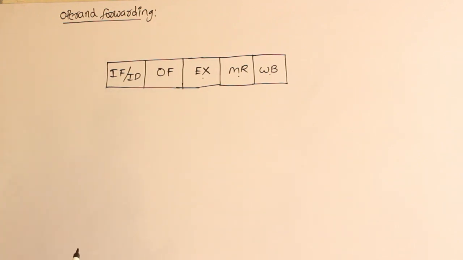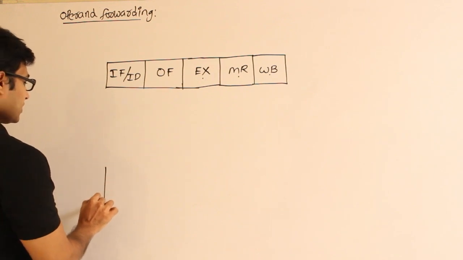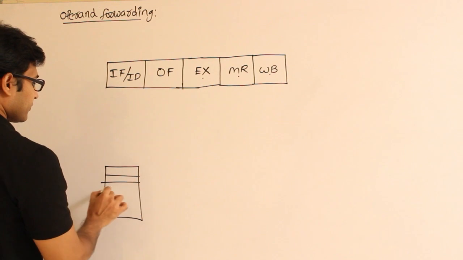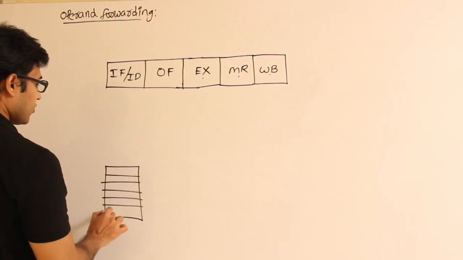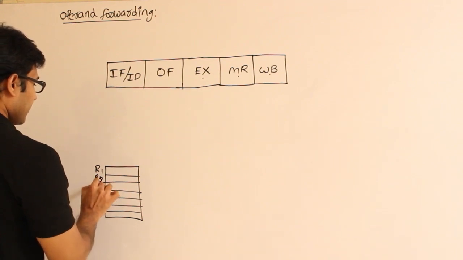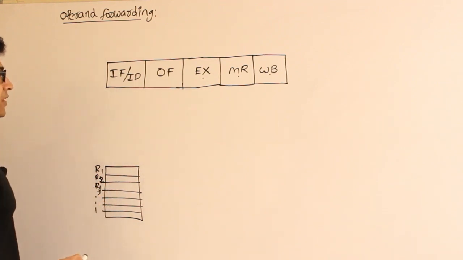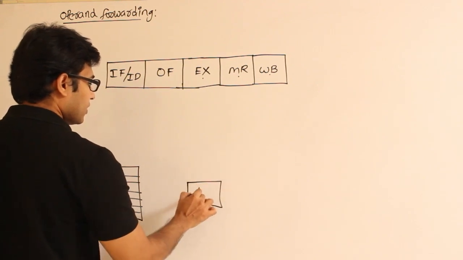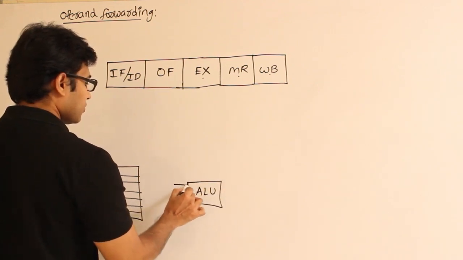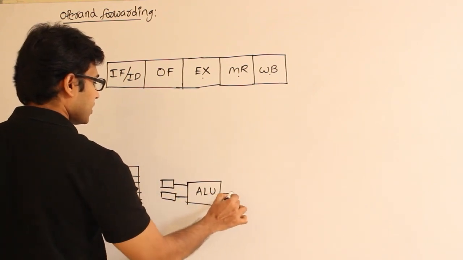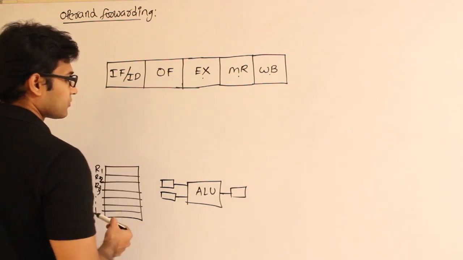So if you want to understand what is going to happen here, you can think of it like this. One thing is, we are going to have a register file, and in the register file we are going to have all the registers like R1, R2, R3, and so on. All these registers will be available. And then we have one ALU, arithmetic logic unit, and to this ALU there will be 2 inputs and 1 output, right?